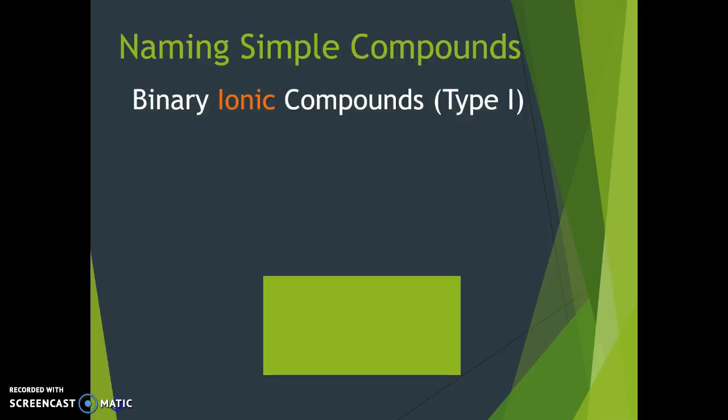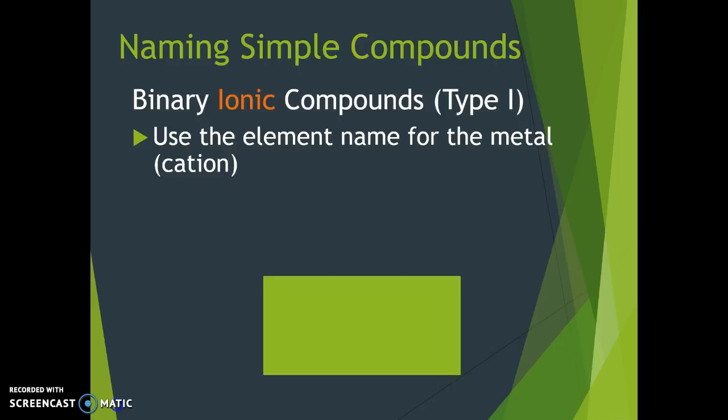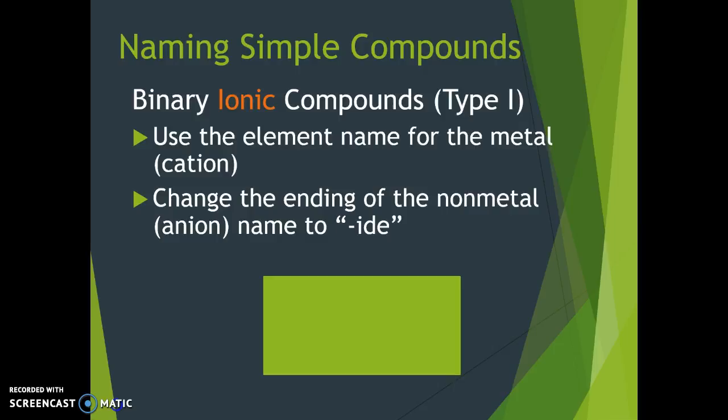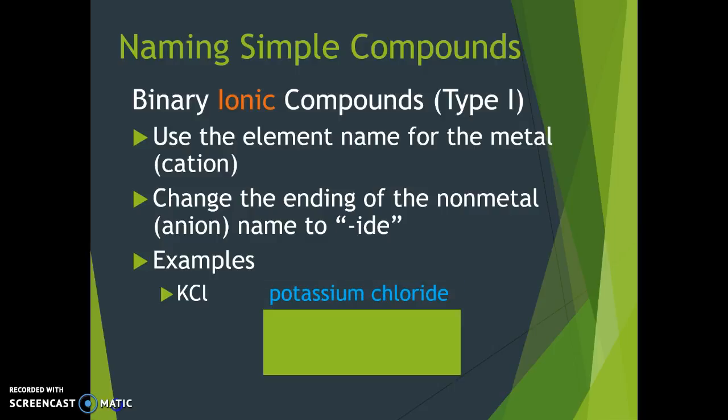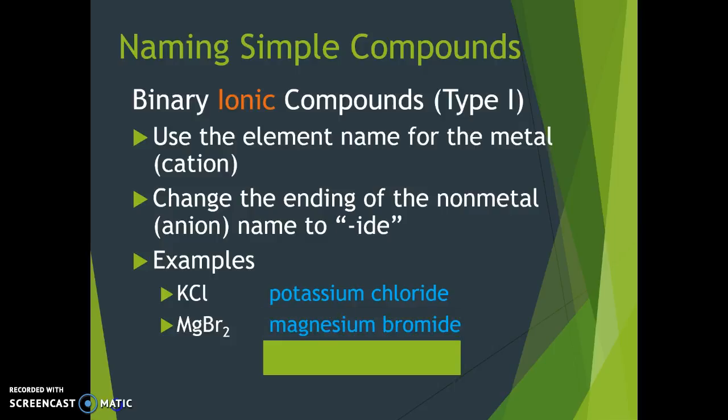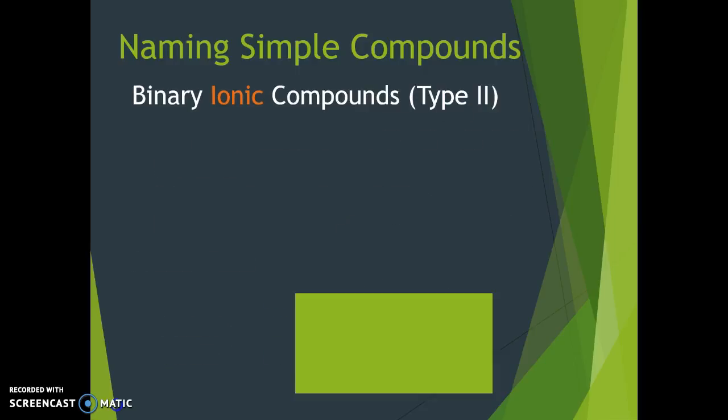To name the traditional ionic compound, you use the element name for the first element, the cation, and then you change the name of the anion by changing the ending to "ide." For example, KCl contains the potassium cation, so we just name that potassium, and then we change the chlorine to chloride, so this is potassium chloride. MgBr2 would be correctly named magnesium bromide, and calcium and oxygen would be calcium oxide.